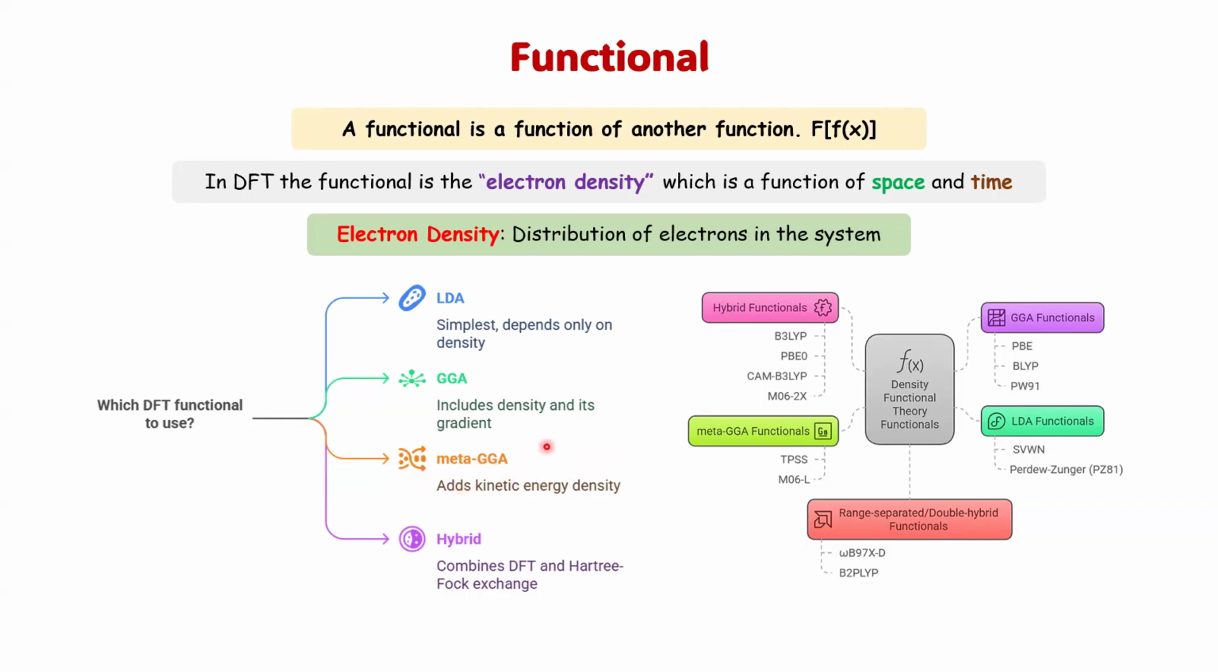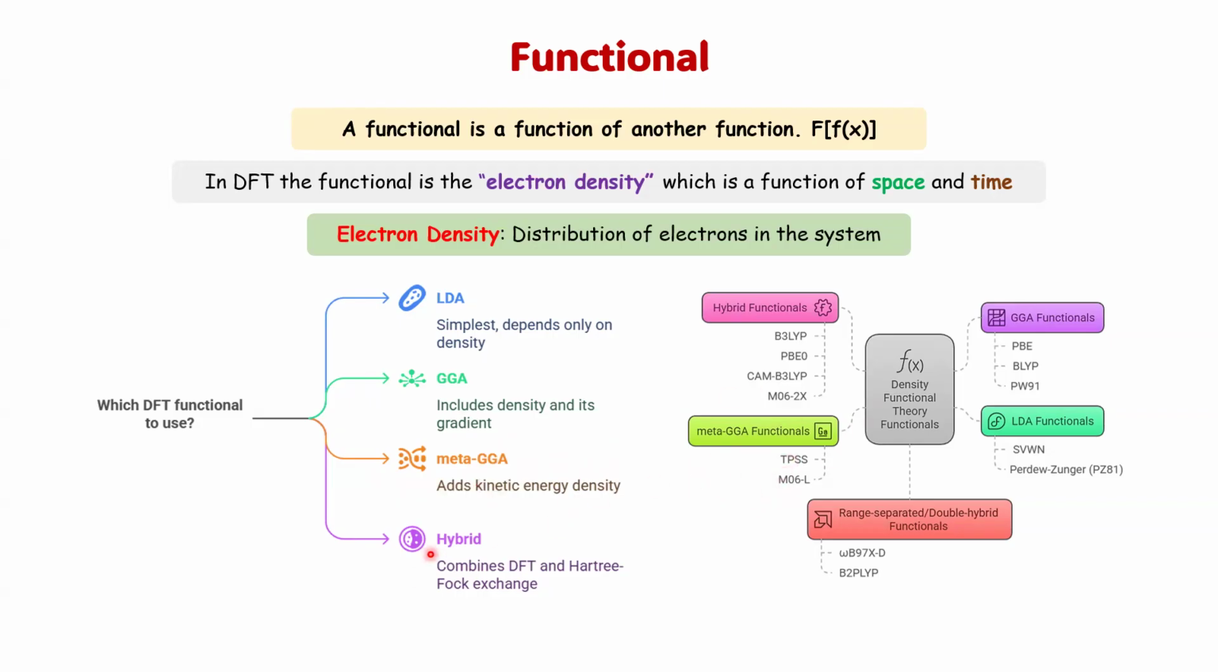The number of factors increasing means whatever calculation you get is more accurate compared to LDA and GGA, because it gives more refined information about your system. It offers a balance between the accuracy of the calculation and the computational cost. Some examples of meta GGA functionals are TPSS and M06L.